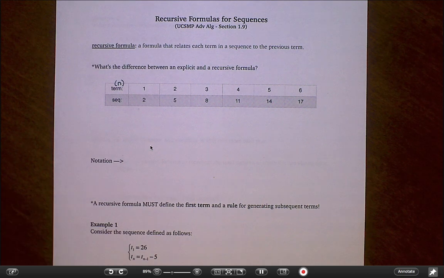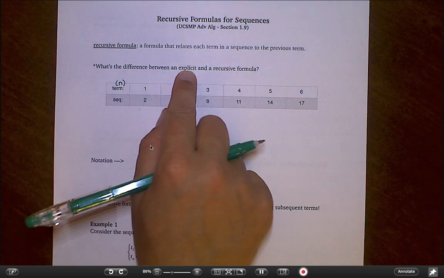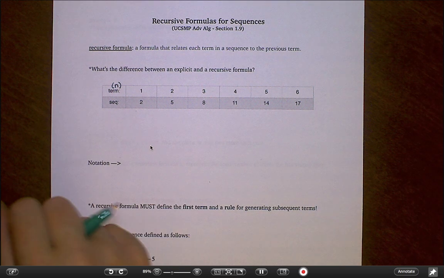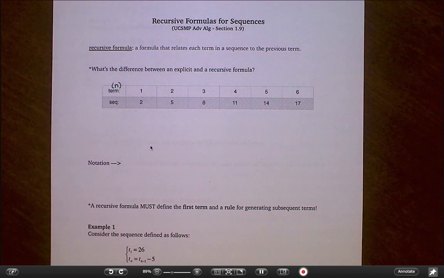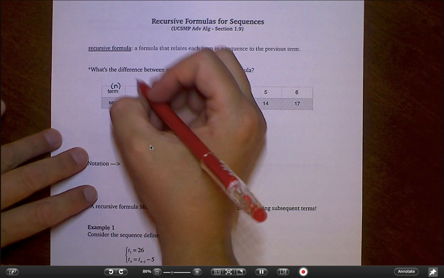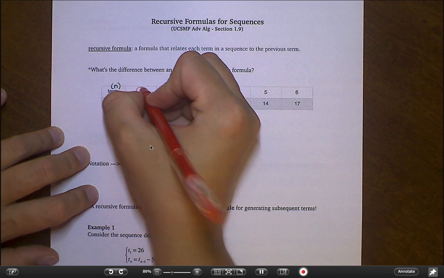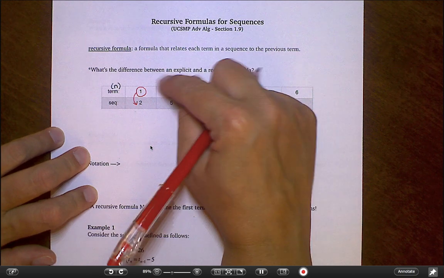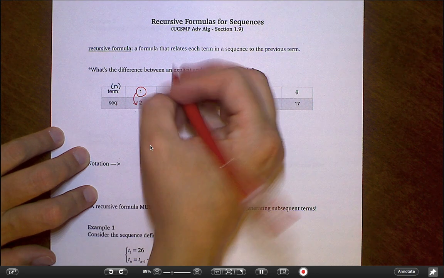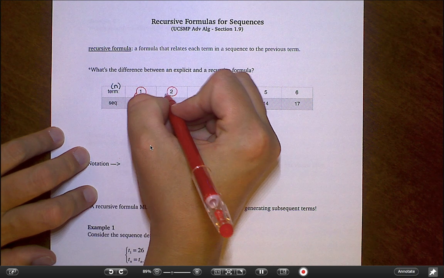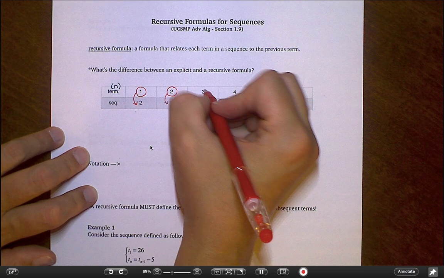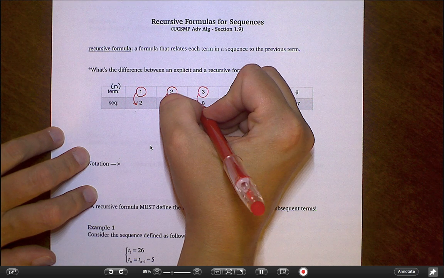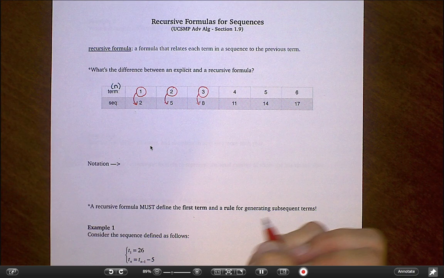And so I just wanted to take a quick second to illustrate the difference between what we did yesterday with explicit formulas and what we're doing today with recursive. So an explicit formula, if you remember, is all about finding a formula where I can plug in this term number and have it give me this term. So I should be able to plug a 1 into the equation and it would give me 2. I should be able to plug a 2 into the equation, it would give me 5. I should be able to plug in a 3 and it would give me 8, and so on.